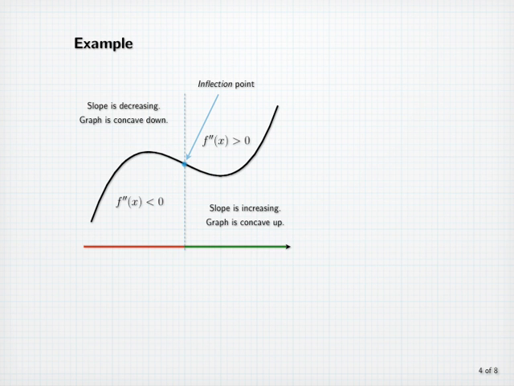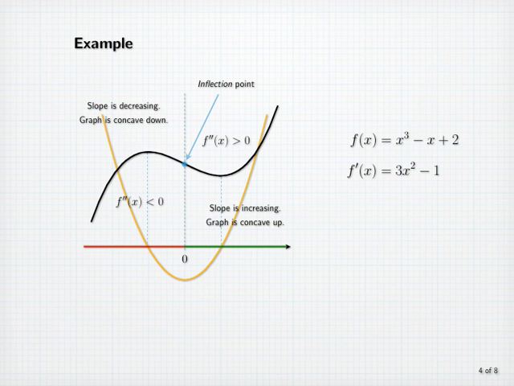This graph is actually the graph of the function f of x equals x cubed minus x plus 2, whose first derivative is 3x squared minus 1. Let's overlay the graph of the first derivative onto our picture. Notice that the x-intercepts on the graph of the first derivative correspond to the points on the graph of f where the slope is 0, and that the values of f prime are negative where the slope of the graph of f is negative, and the values of f prime are positive where the slope of the graph of f is positive. Now let's look at the second derivative.